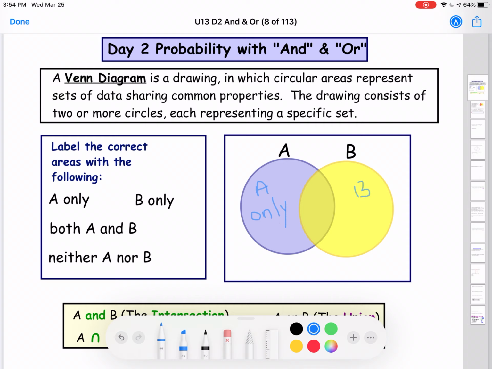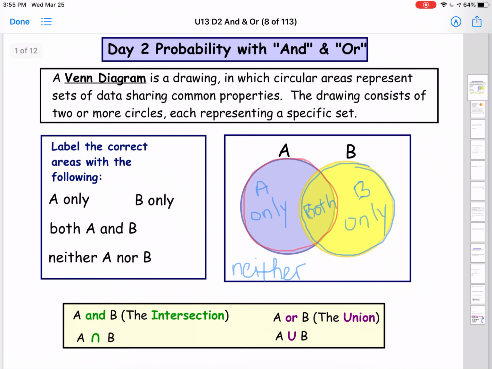This yellow section here is B only. And the overlap section is both. And then out here is going to be in neither set. If I wanted to know how much was in set A, it would be the entire circle. You would add up those amounts. And if I wanted to know what was in B, we would add up those amounts.